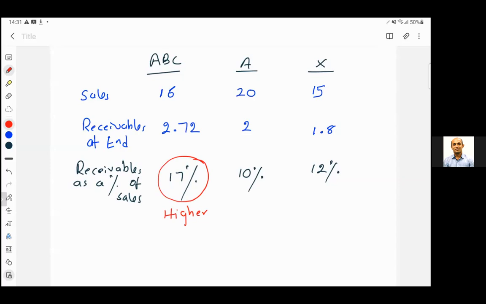So the provision for doubtful debt in your accounts should be higher than those of competitors. Because usually the higher the receivables, the larger the provision should be.